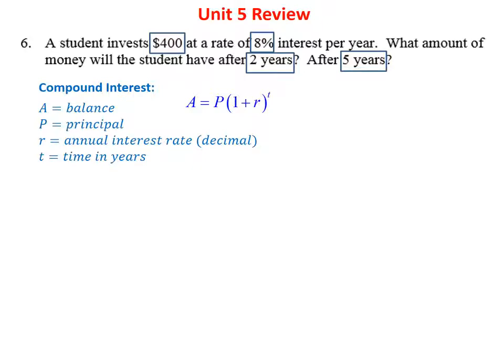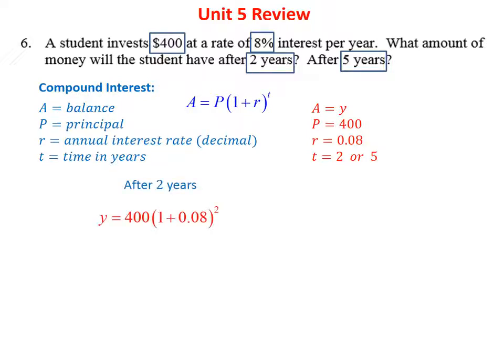So what we need to do is simply plug in our amounts here. A is our amount. P, our principal we start with, is 400. Our rate, 8%, is 0.08. So remember, percent means per 100, so 8% is 0.08. Don't put 0.8. That would be 80%, not 8%. And then t is going to either be 2 or 5. So let's put in 2 first for 2 years.